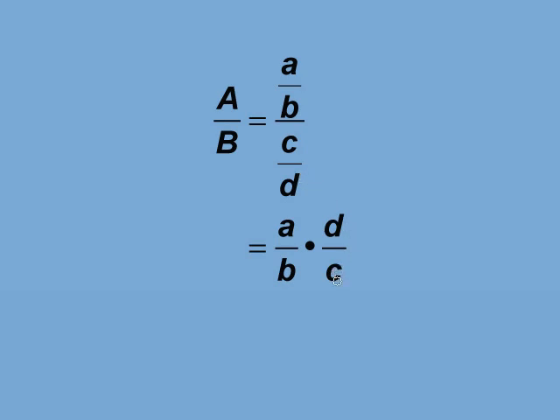The expression then becomes AD over BC. Each term is the product of 2 integers, and the product of 2 integers is another integer. So we have the ratio of 2 integers. Furthermore, we know that b here cannot be 0 because it was the denominator of this term. And recall, we determined that c couldn't be 0 either. This means that the entire denominator cannot be 0. And so this expression is, by definition, a rational number.